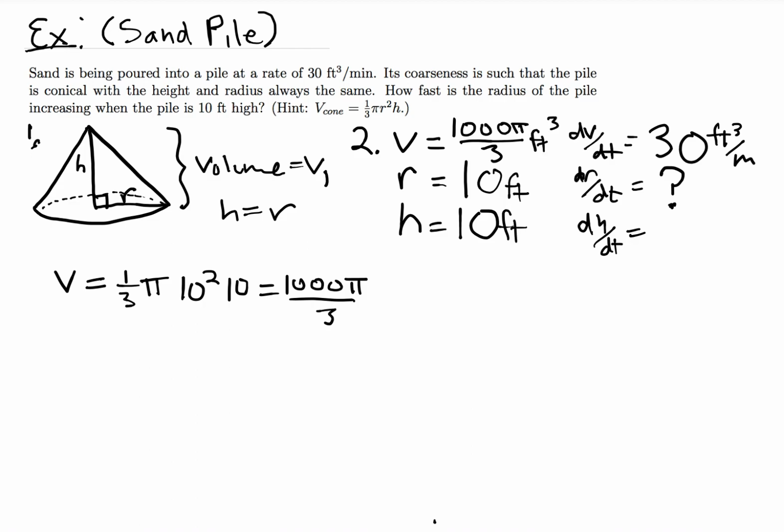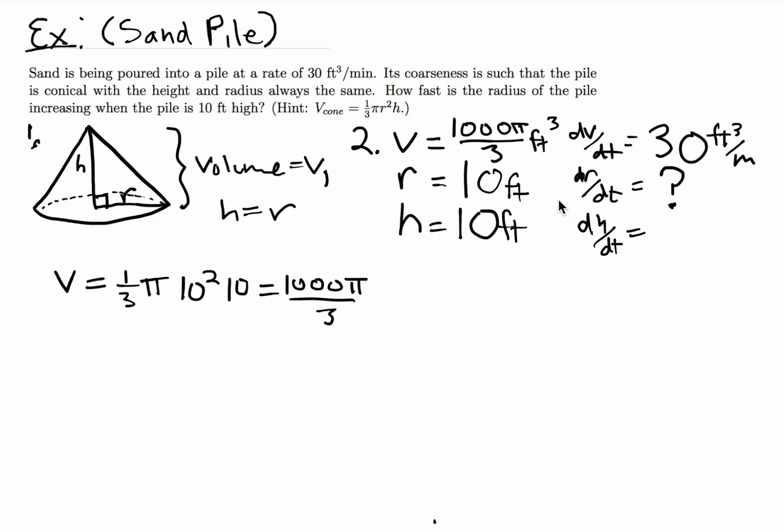dH/dt is a little bit weird. We don't necessarily see a reference to dH/dt in this question directly, and there's actually a couple different ways that we can handle this. One, if we note that radius and height are always the same, intuitively that means they should always be changing at the same rate.